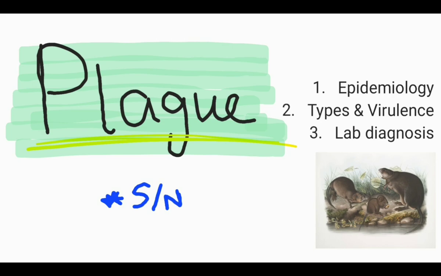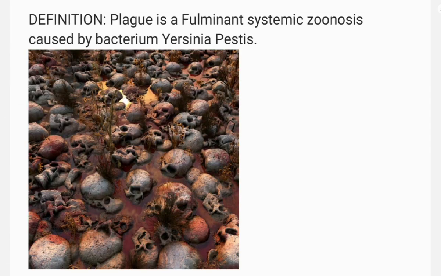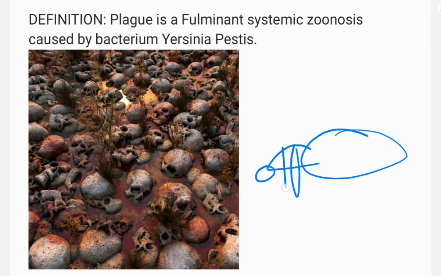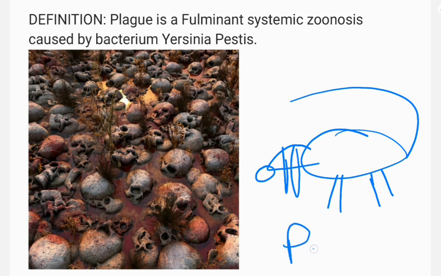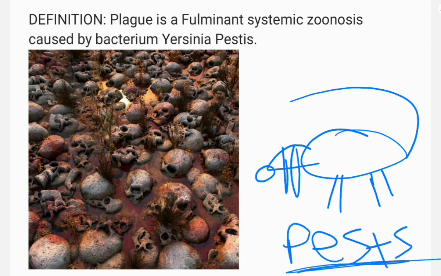So let's get started. The first thing that should come to your mind when you hear the word plague is this dude. Okay, I'm gonna try to make a drawing over here. You've got a rat, or this is supposed to be a rat. So basically, we know that cockroaches, and mice and rats, what are they? They're pests. And just from this, we can remember that the causative agent of plague is Yersinia pestis.